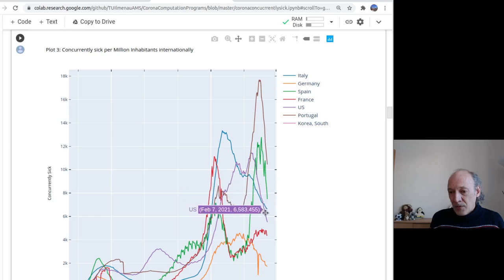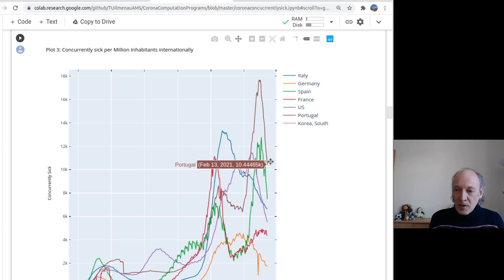And here you can see actually it's also going down steeply. So the same measures that worked in Germany also now work in the US. So that is good. Kind of interesting here is this curve of Portugal, right? It's even, they have a very steep increase, even more than the US.